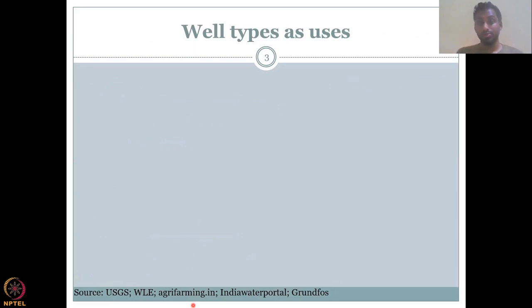Well types as users. So the most important is to understand what well types we have, and it's important to understand what are the uses of these wells. So you could see that well type, or access point of groundwater, can be dependent on the location, the timing, or the use. The use is more important because all the others are kind of taken care of by science and technology.